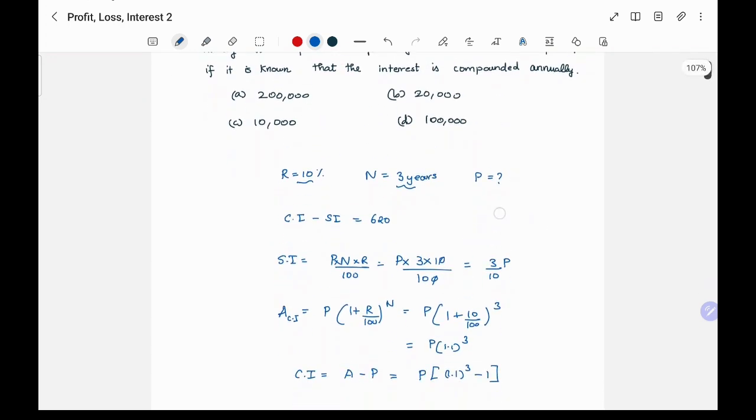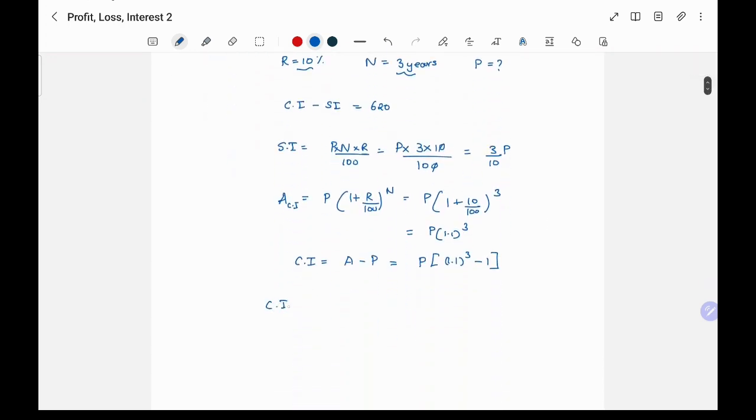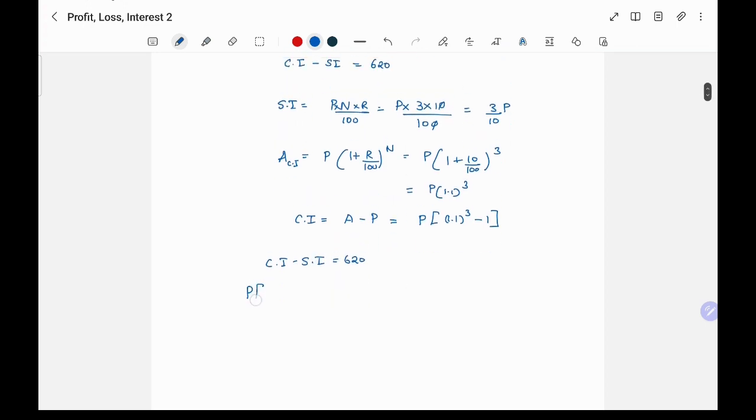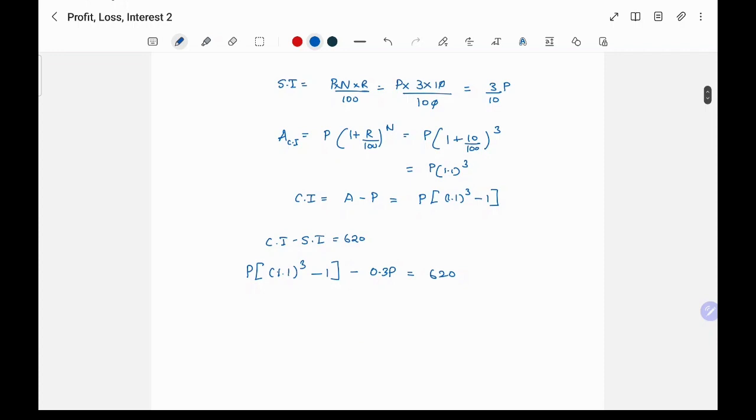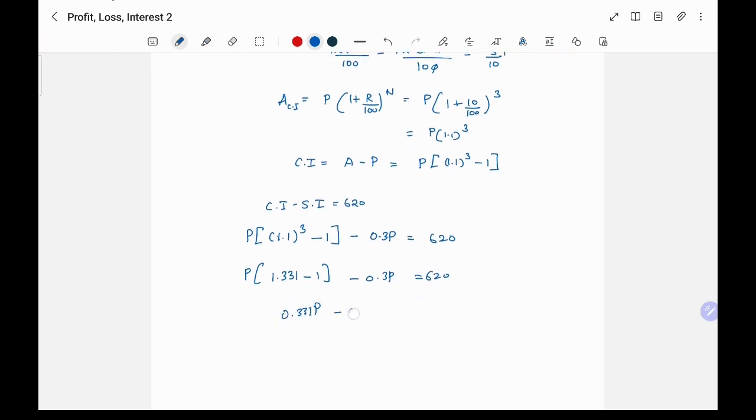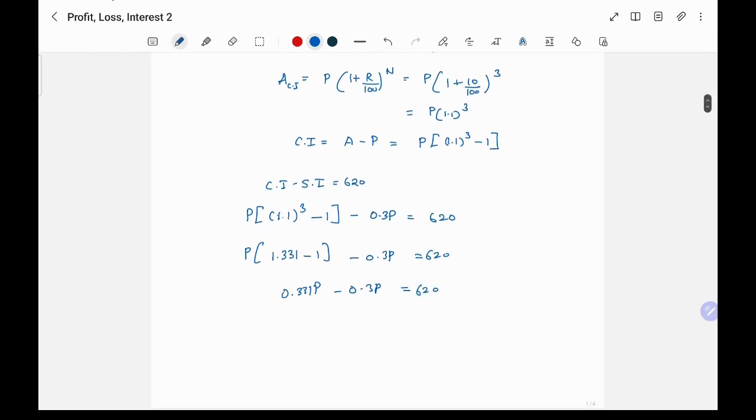And what are they saying? CI minus SI is equal to 620. So CI is P into 1.1 whole cube minus 1 minus 0.3P is equal to 620. So if we just try to simplify this, this is 1.331 minus 1 minus 0.3P equals 620. So this is 0.331P minus 0.3P equals 620. 0.031P is equal to 620.